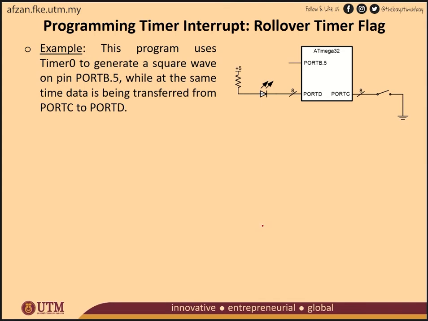This program uses timer 0 to generate a square wave on port B, pin number 5, while at the same time data is being transferred from port C to port D. So you are going to generate a square wave. What is a square wave? This is a square wave, consisting of logic 1 and logic 0.